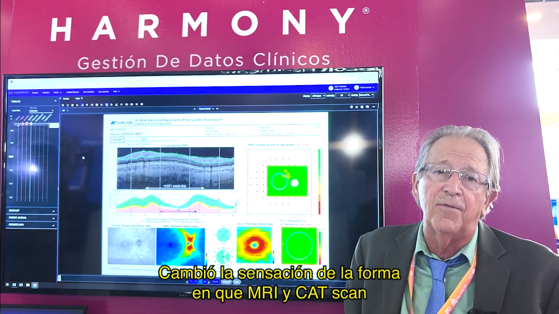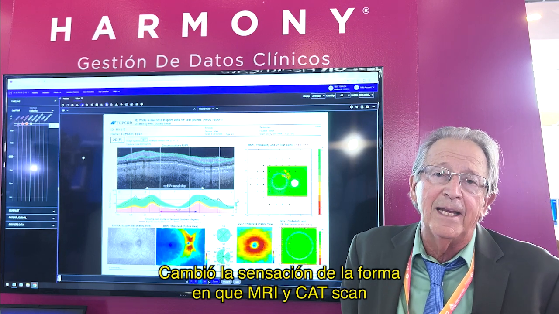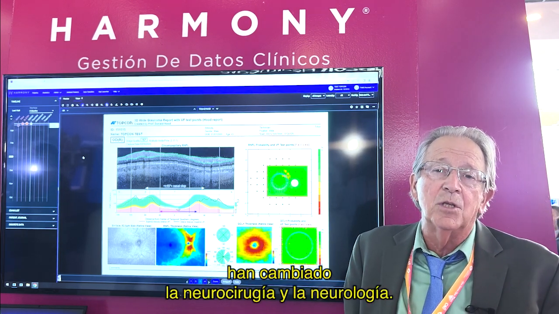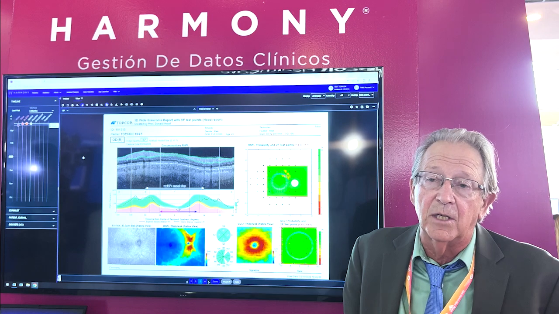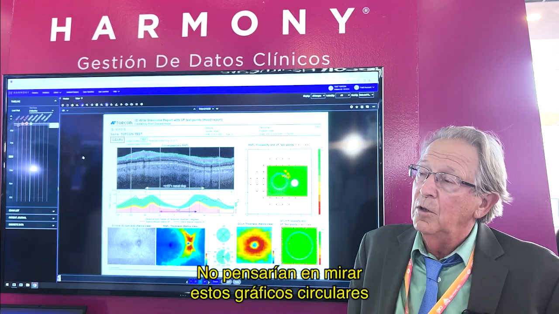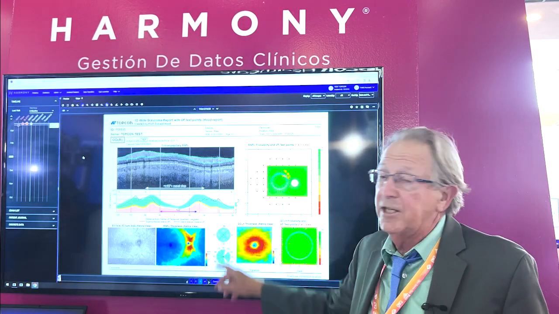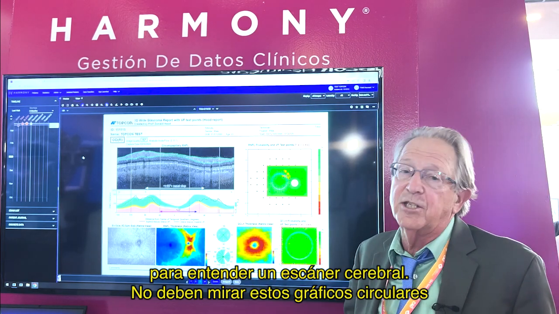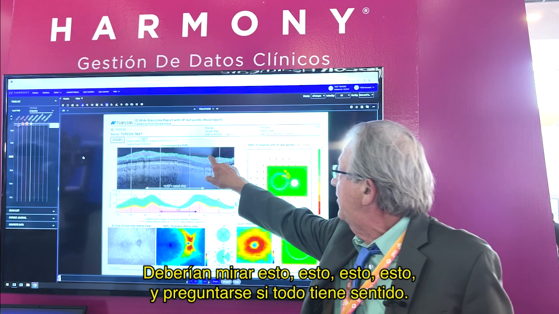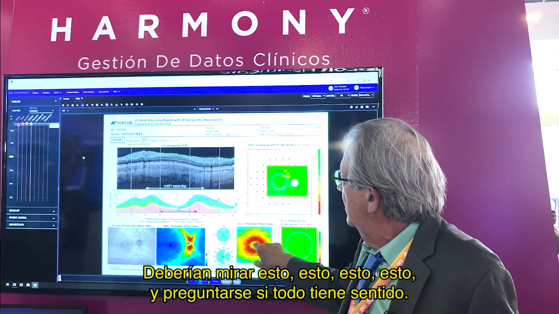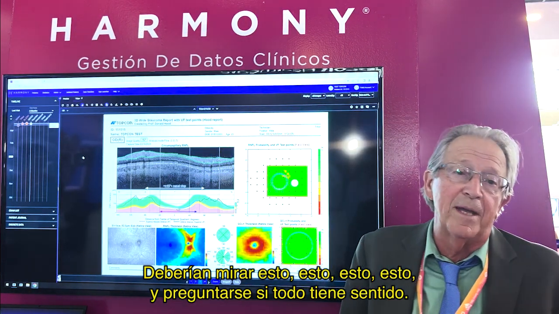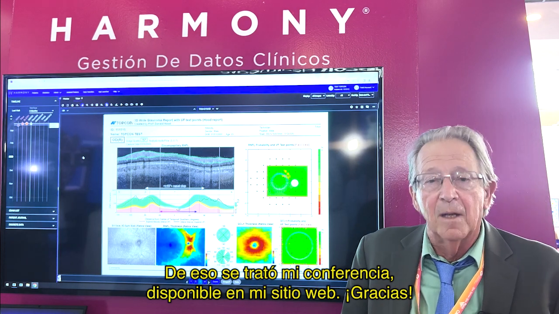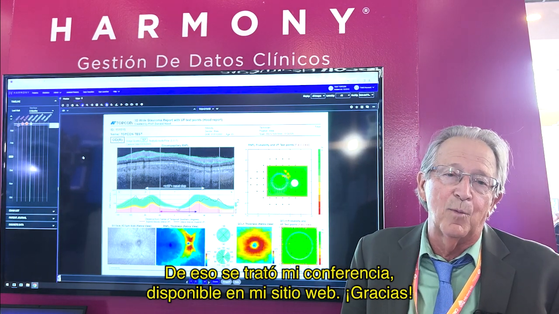It's changed the field the way MRI and CAT scans have changed neurosurgery and neurology. You wouldn't think of looking at just pie charts to understand a brain scan. You shouldn't look at just pie charts to understand glaucoma. You should be looking at this and this and this and this and this and asking if they all make sense. And that's what my lecture was about, and you can find that on my website.